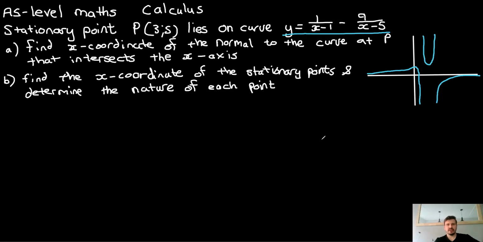Okay, so continuing on with calculus, we have a very tricky AS level maths question here. It tells us that we have a stationary point P, with coordinates 3 and 5, which lies on the curve y equals 1 over x minus 1 minus 9 over x minus 5.